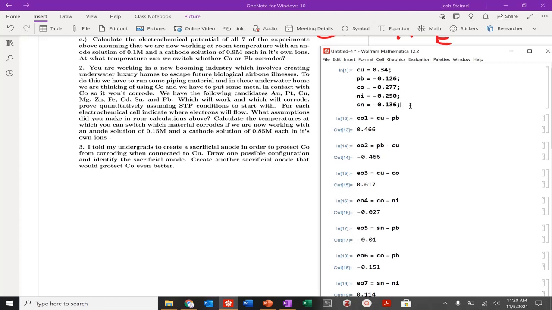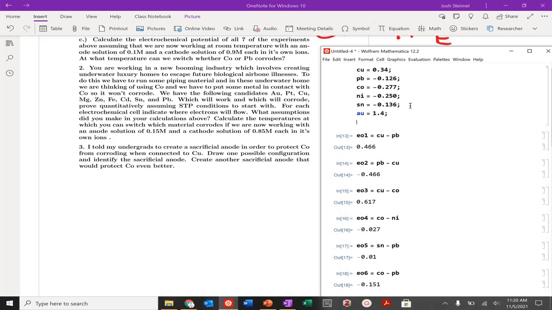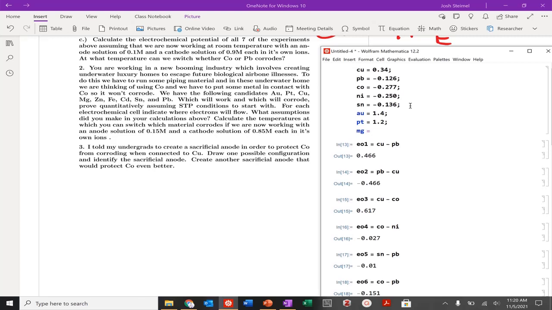So let's go ahead and look at it. Let's keep moving here. So Sn, so we need Au is going to be equal to 1.4. Pt, I believe, no, we don't have Pt, is going to be 1.2. Cu, we already have. Mg, we definitely don't have. That's going to be very negative because it wants to give up electrons, minus 2.363.